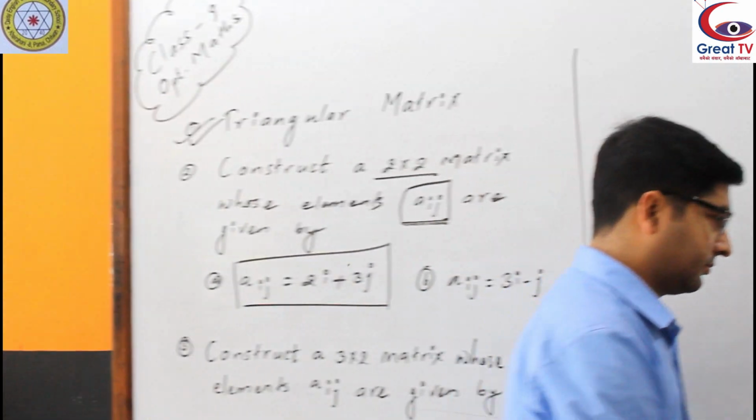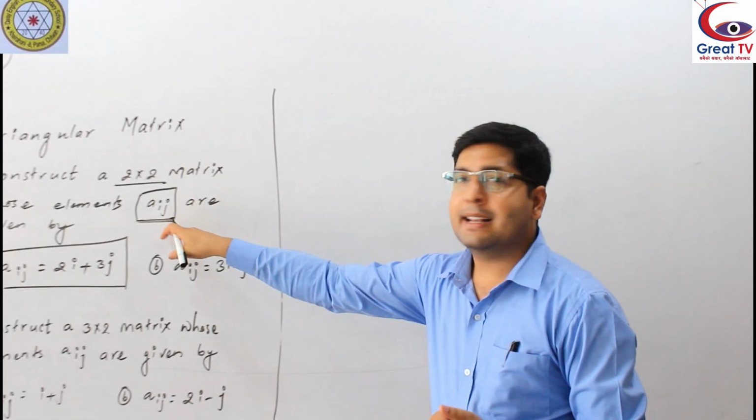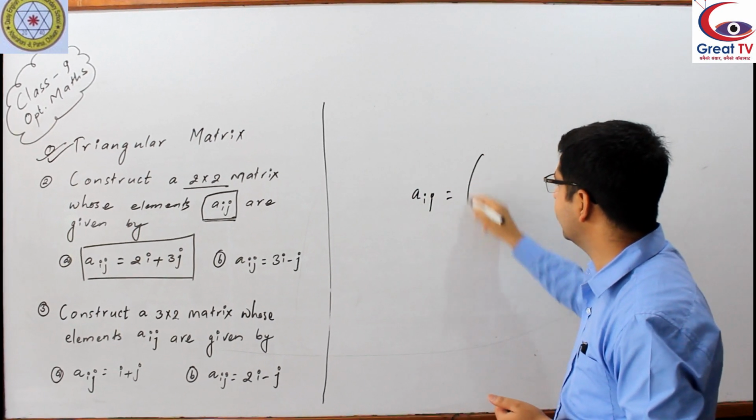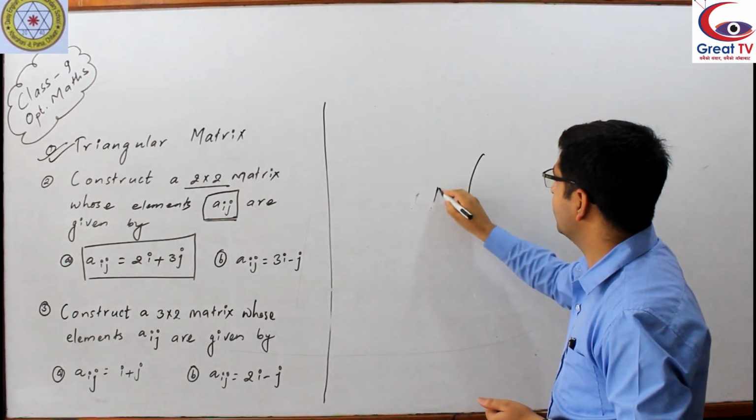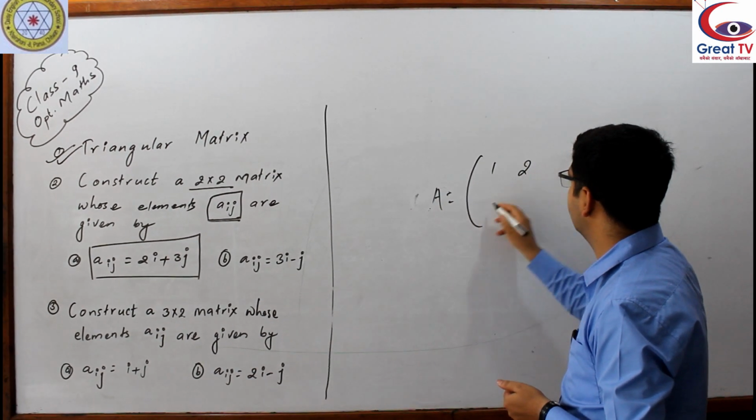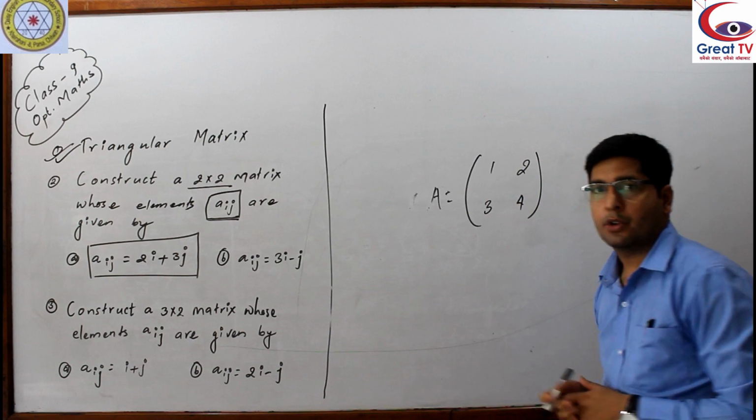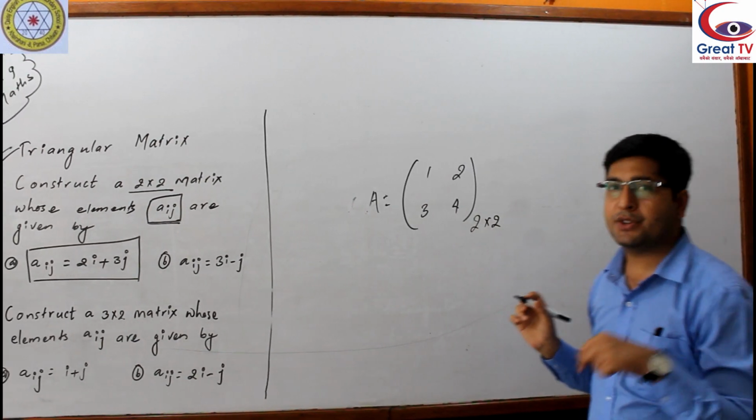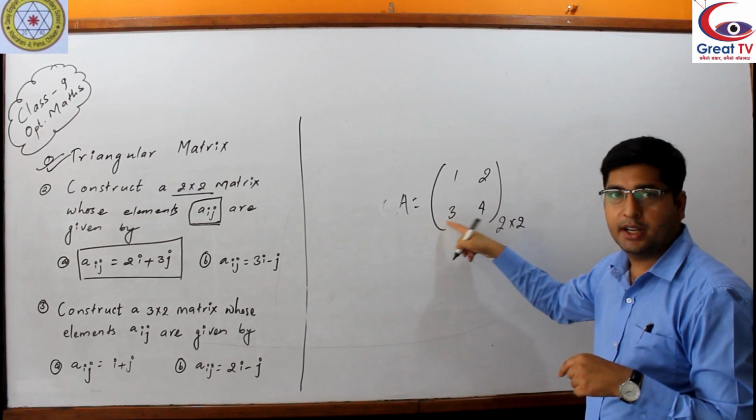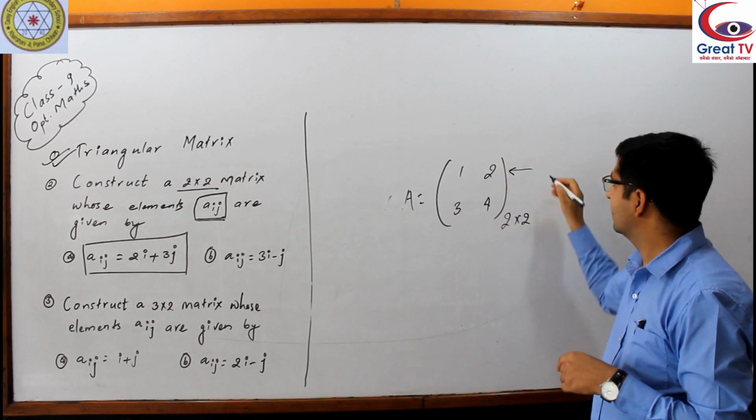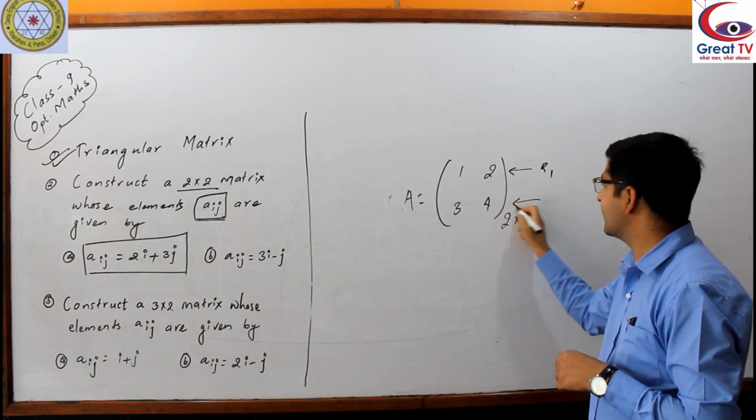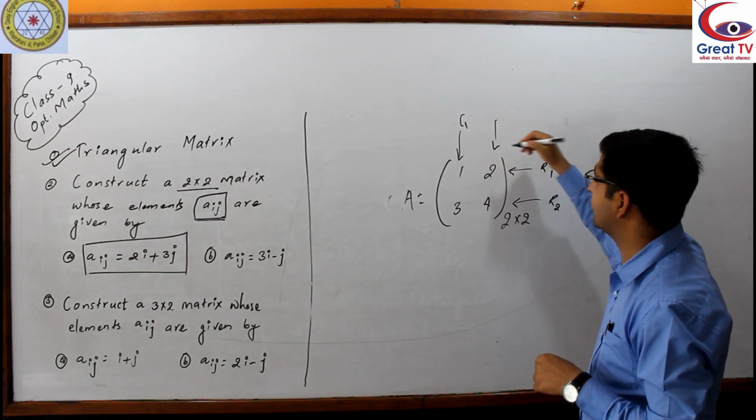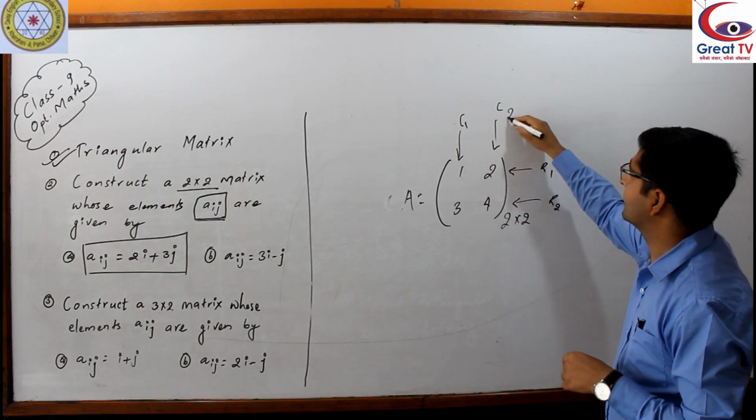Now, let's see. What is aij? aij means, you can see here, suppose matrix A equals to 1, 2, 3, 4. You write here the order of this matrix is 2 by 2. Now we have 4 entries in here: 1, 2, 3, 4. This one is the first row, R1. This one is the second row, R2. This one is the first column, and this one is the second column, C1 and C2.